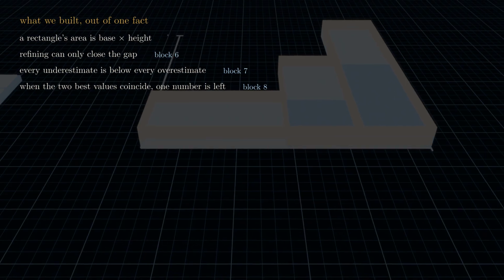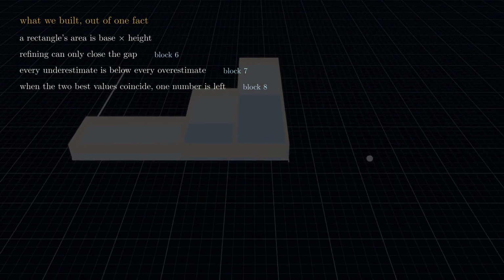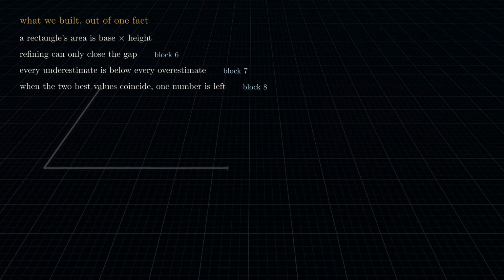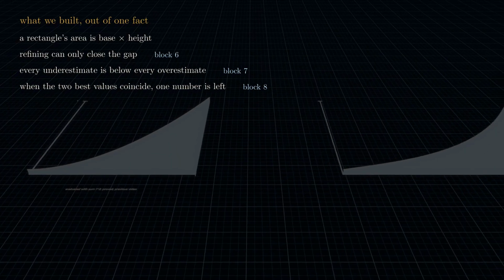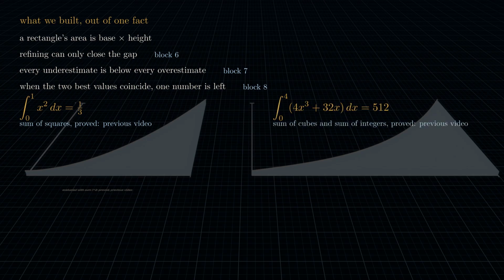Then we tested it on a function where the 2 sides never meet, so integrable is a real condition, not a formality. And we computed twice. The area under x squared on the unit interval, 1/3, and the university question, 512. Notice what never appeared. No antiderivative, not once. The integral was built as an area and computed as an area.